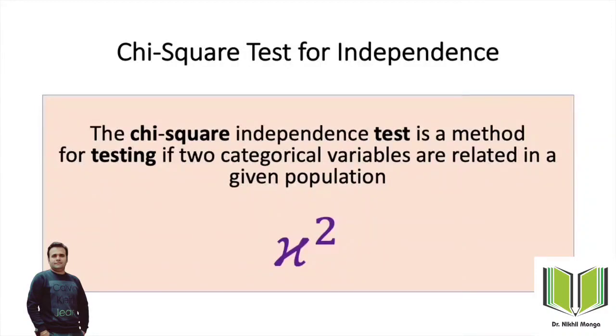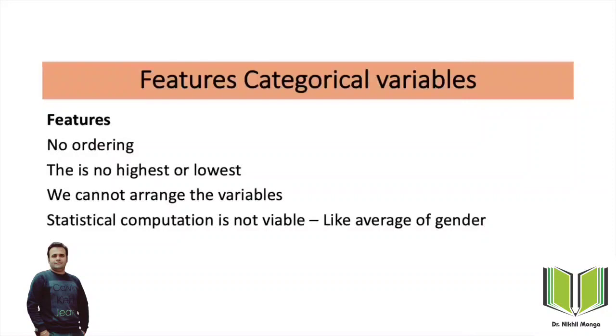So, categorical variable, just look at this. This is very important. Now I'm going to explain what a categorical variable is. These are the features on your screen. One of the features is that there is no ordering, right? No ordering means it should not be like 1, 2, 3. Then there is no lowest or highest value, as these are categorical variables, so there is no superiority, right? They are not higher or lower.